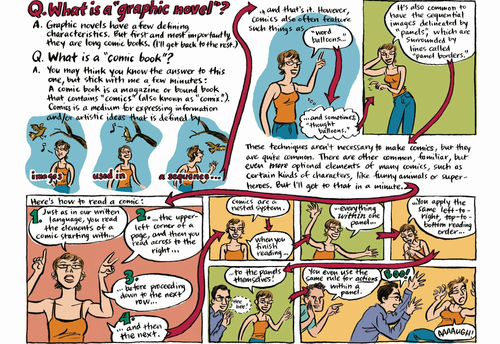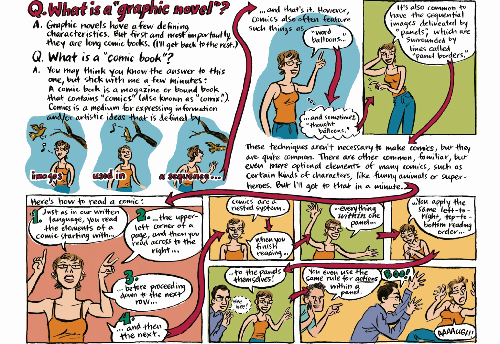They're used in sequence, and that is, however, comics often feature such things as word balloons and sometimes thought balloons. It is also common to have the sequential images delineated by panels, which are surrounded by lines called panel borders, like you see here. These techniques aren't necessarily needed to make comics, but they are quite common. There are other common, familiar, but even more optional elements of many comics, such as certain kinds of characters, like funny animals or superheroes, but I'll get to that in a minute.